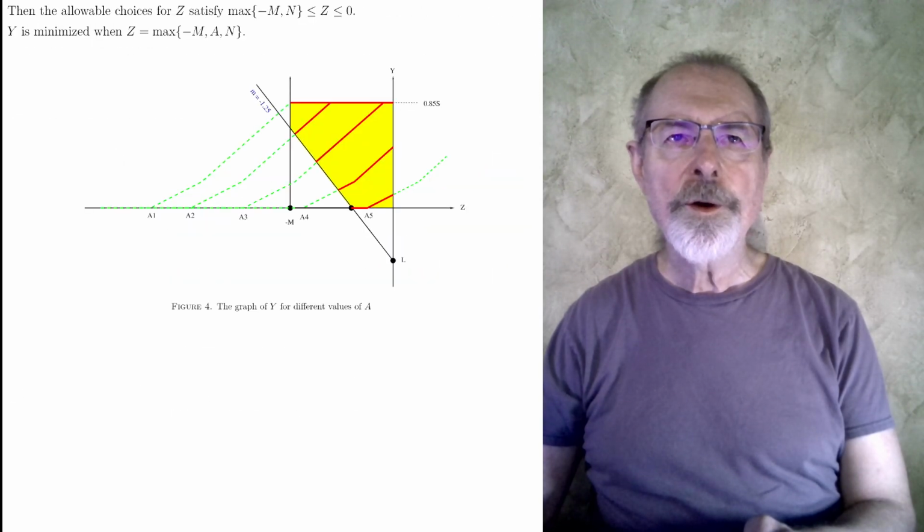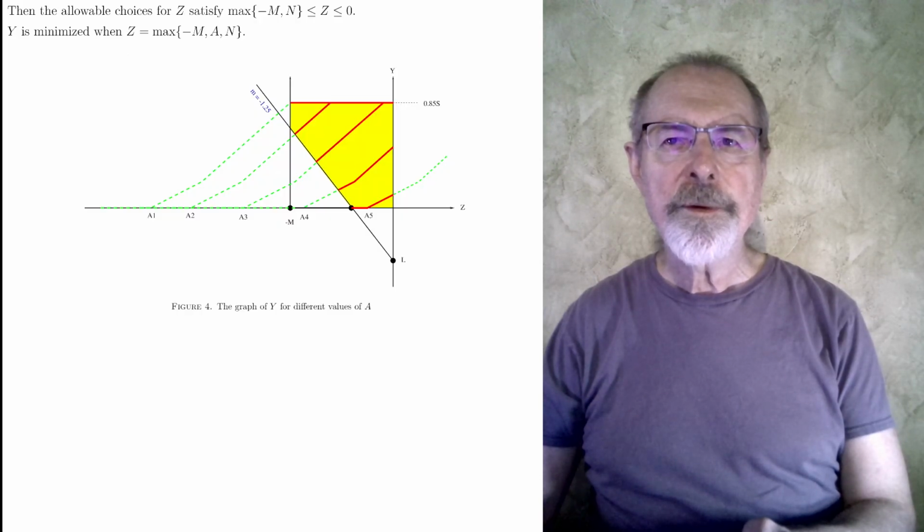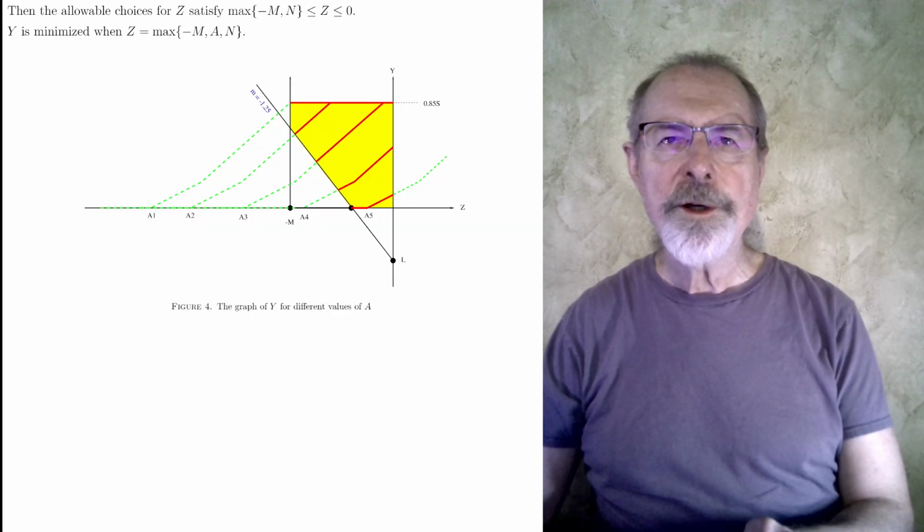And you can see that the taxability of your Social Security benefit is minimized when your NOL deduction is the minus the NOL deduction is the maximum of minus M, which is minus your NOL carryover, A, which is D1 minus your modified adjusted gross income, and N, which is where the red curve hits the slanted line on this graph.